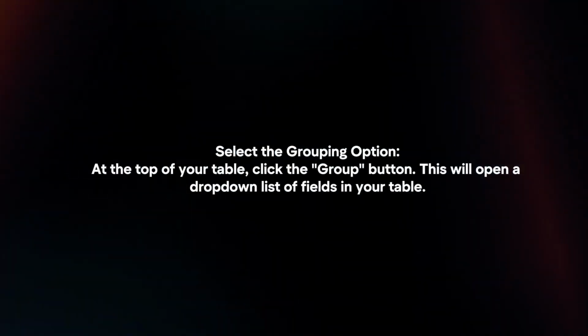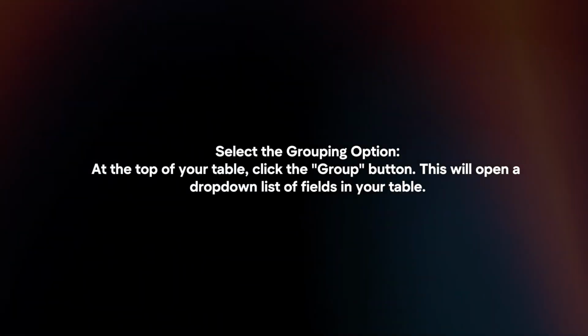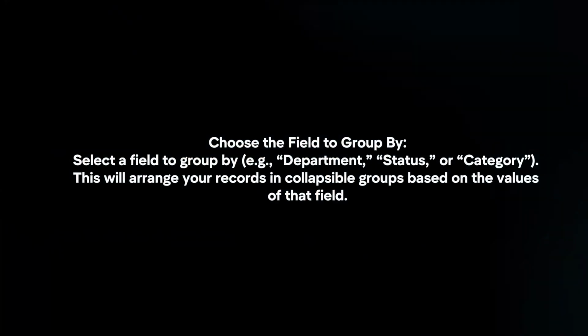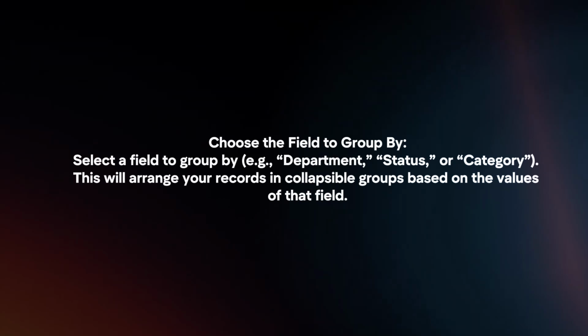Select the grouping option. At the top of your table, click the Group button. This will open a drop-down list of fields in your table. Choose the field to group by. Select the field to group by. This will arrange your records in collapsible groups based on the values of that field.